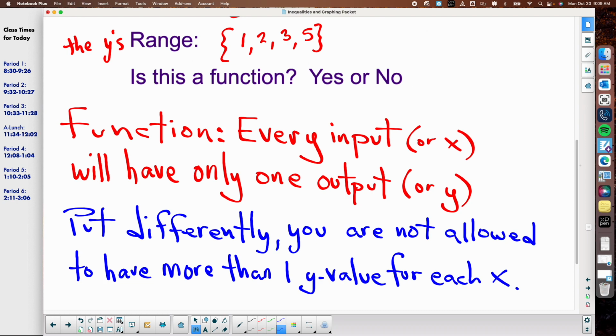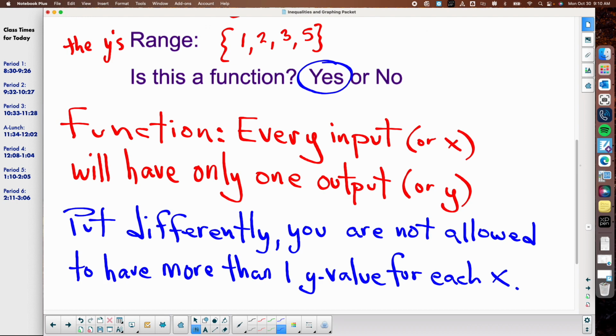So as we are looking at the information on the top of the page, do any of those x values have two different answers? Like, does it say the x value of 2 has an answer of 4 and 3? No, the x value of 2 has only one answer. So this is a function because every single input has only one answer associated with it. And so we would say yes because of that.